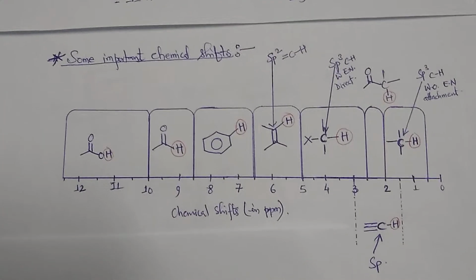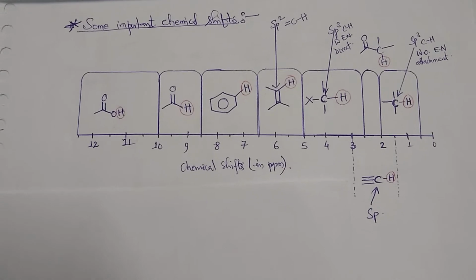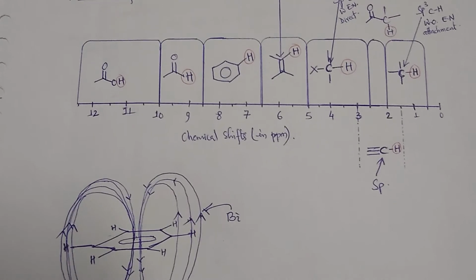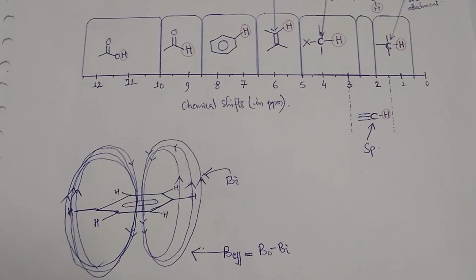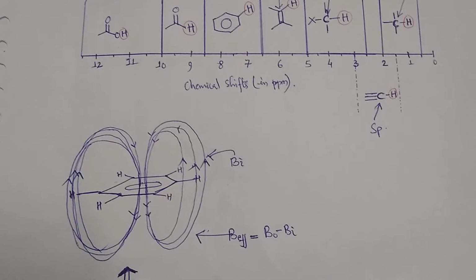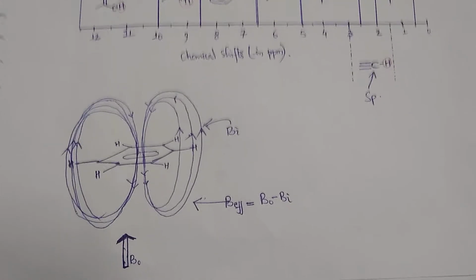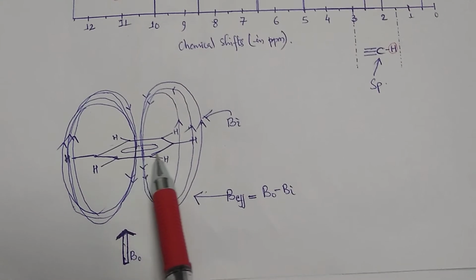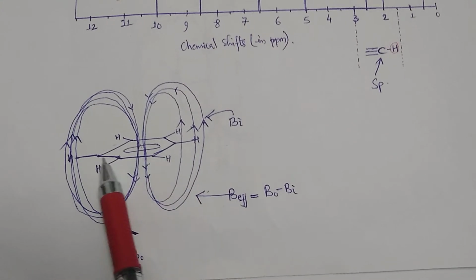Now we will proceed further with the concept of the anisotropic effect. We will consider the benzene molecule. In the case of the benzene molecule, we have the benzene molecule which is drawn here like this.